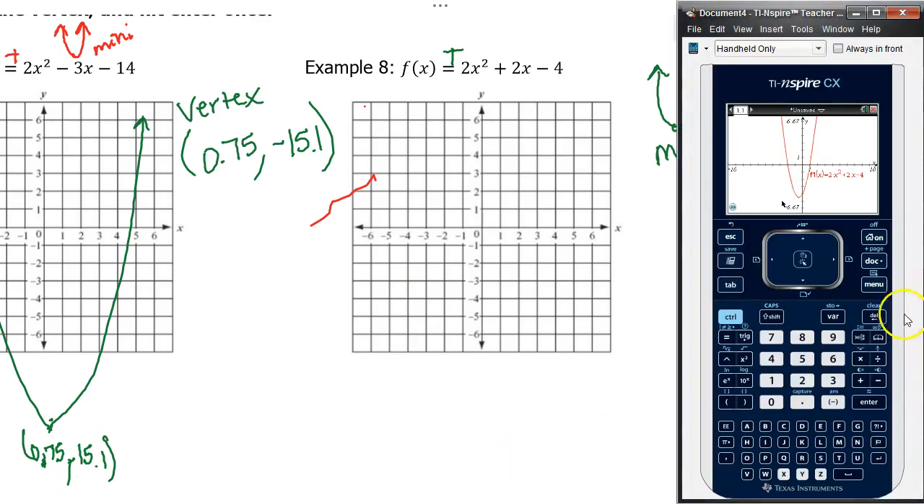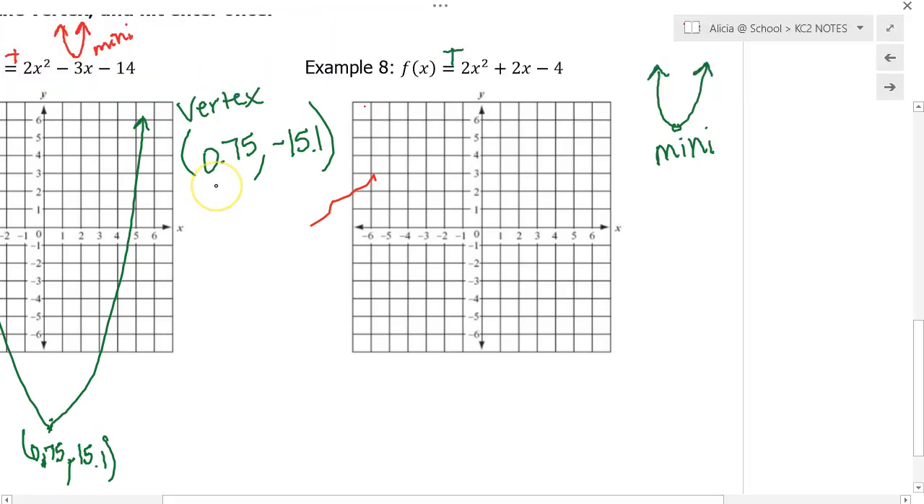Looking at my vertex, I could count this, but it's kind of hard to see exactly. So I'm going to do Menu again, go down to Analyze Graph. And again, this was a minimum because my a value was positive. Now my dotted line, I want just left of the vertex, and then just right of the vertex. As you are scrolling to the right, your calculator is tracing what the lowest point is, and once you get that lowest point, it stops moving, which means you've gone far enough and you've found that vertex point. So I see that the vertex is negative 0.5 and negative 4.5. That is the vertex that I'm going to use on my graph here and get this last example done.